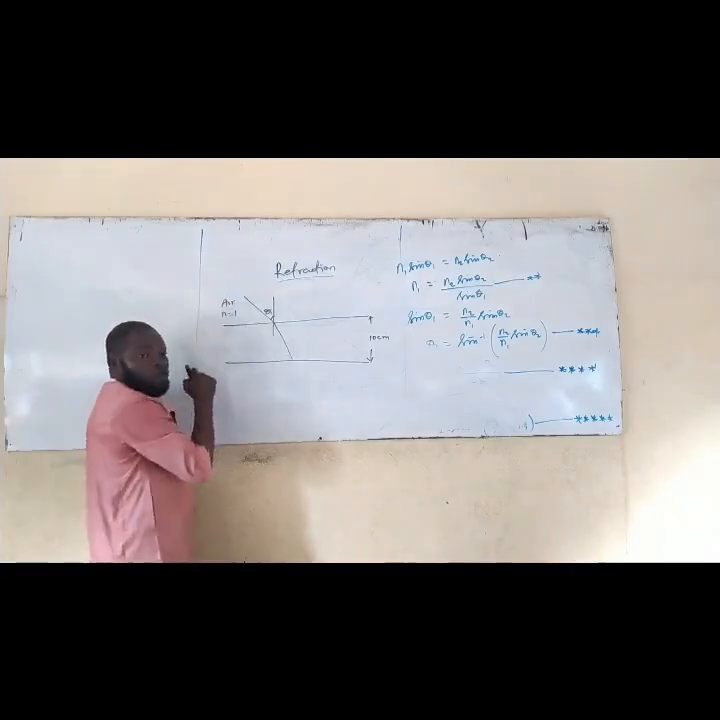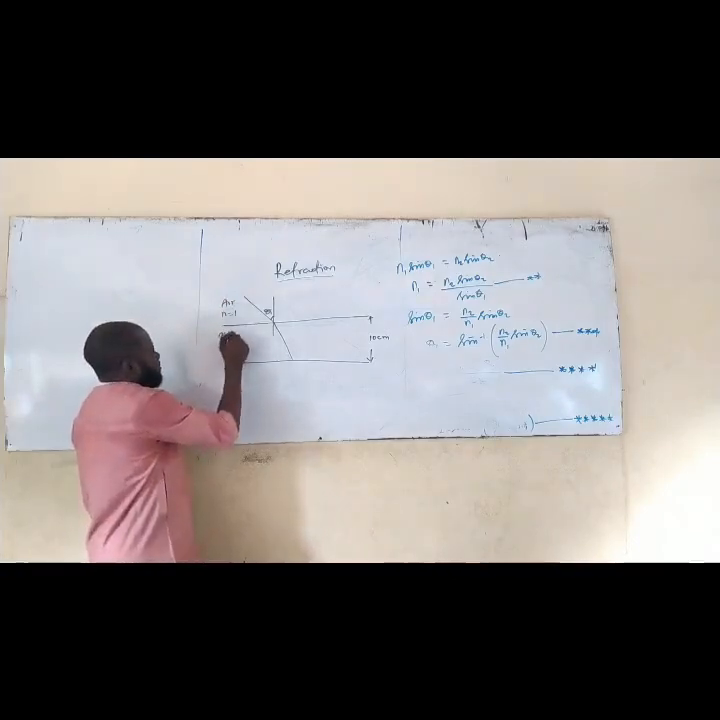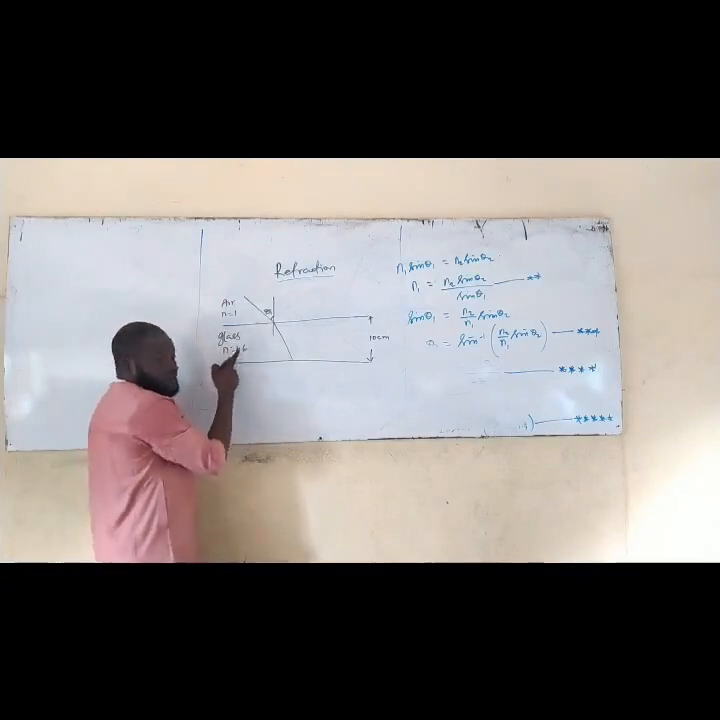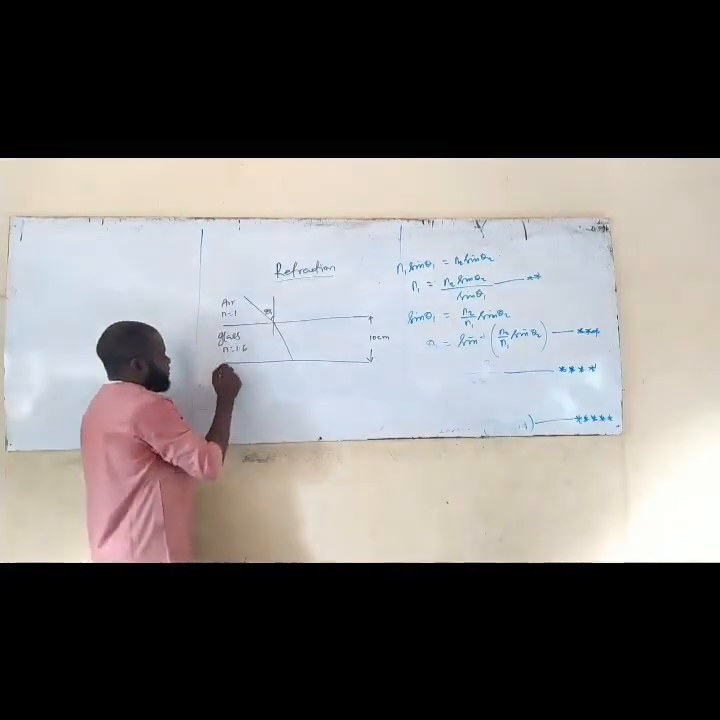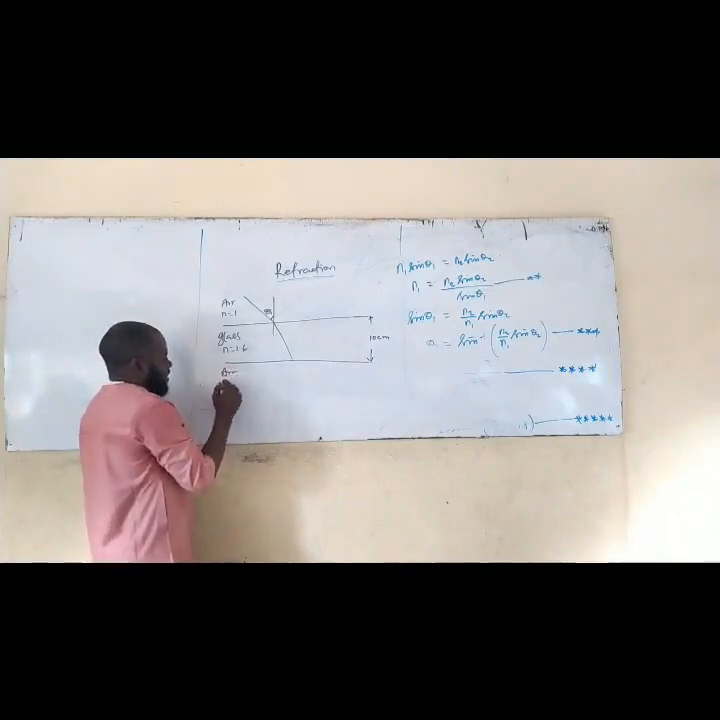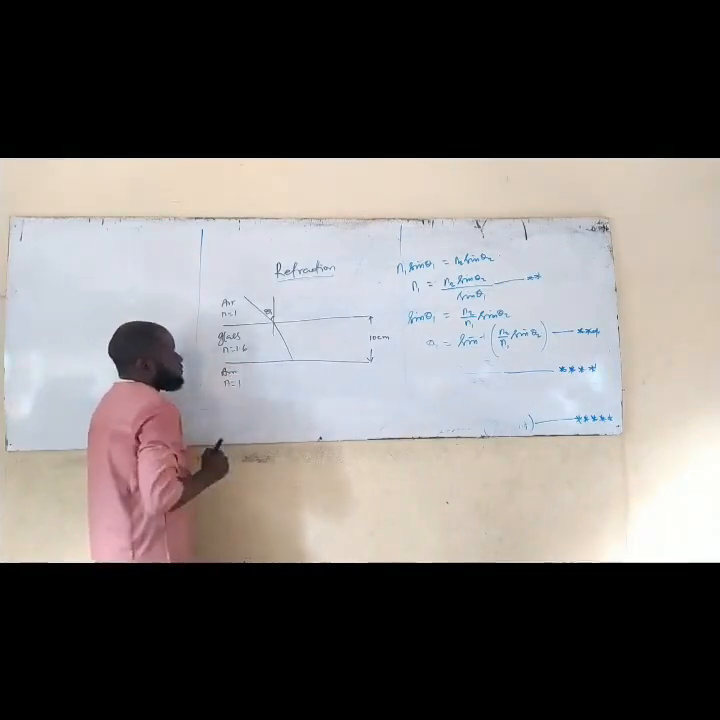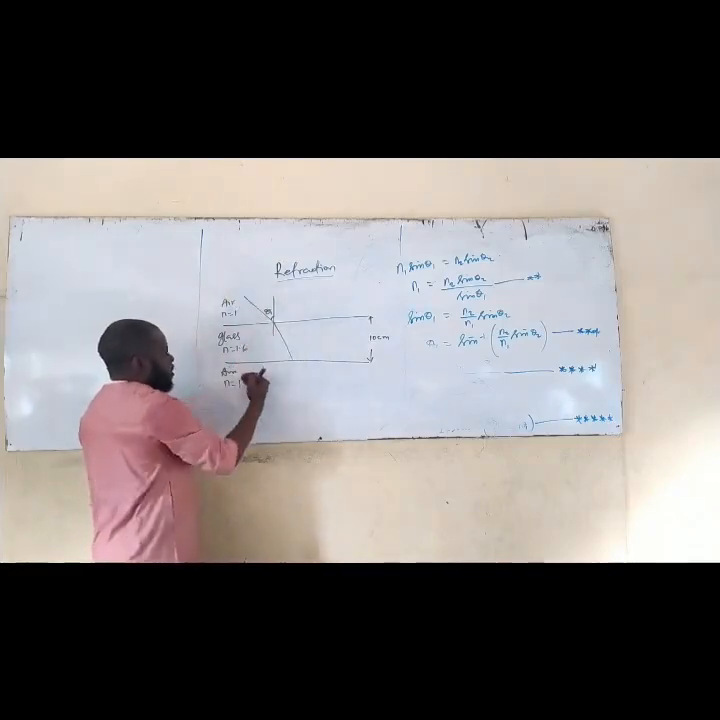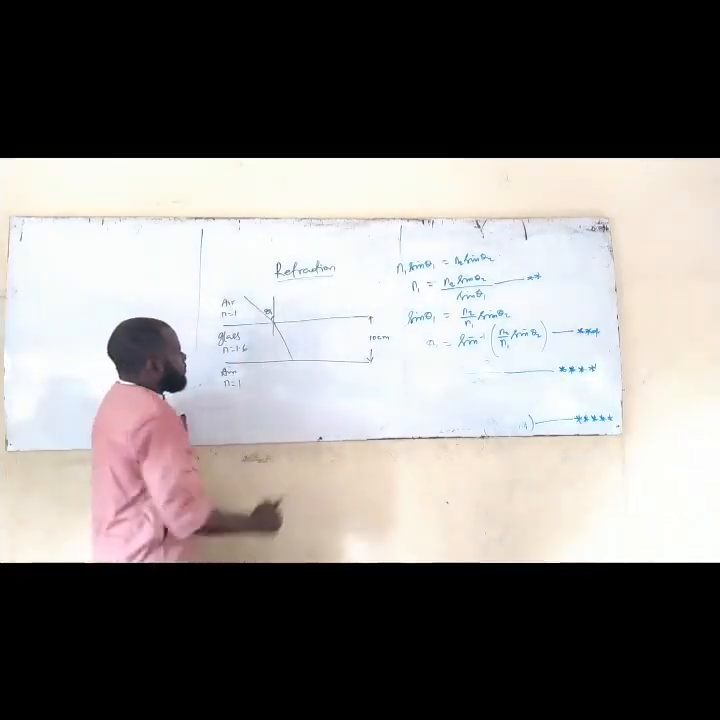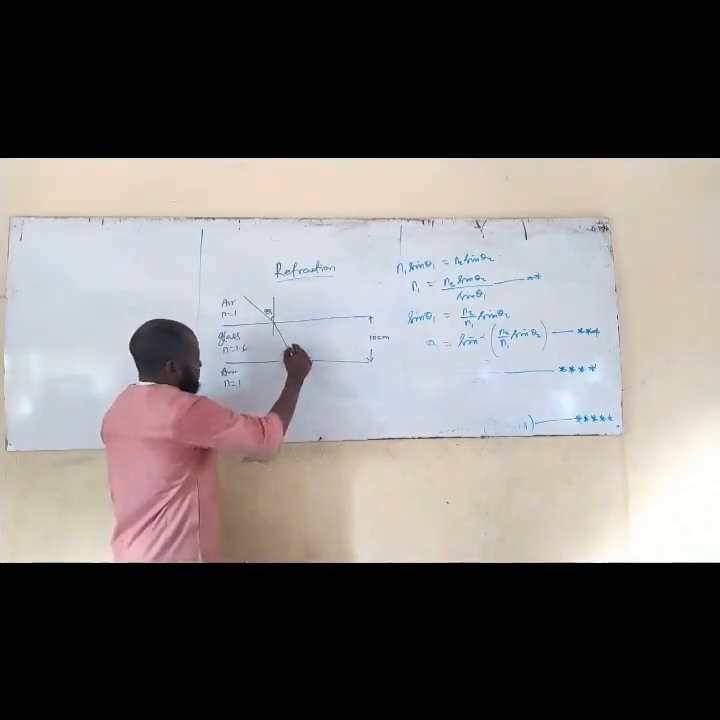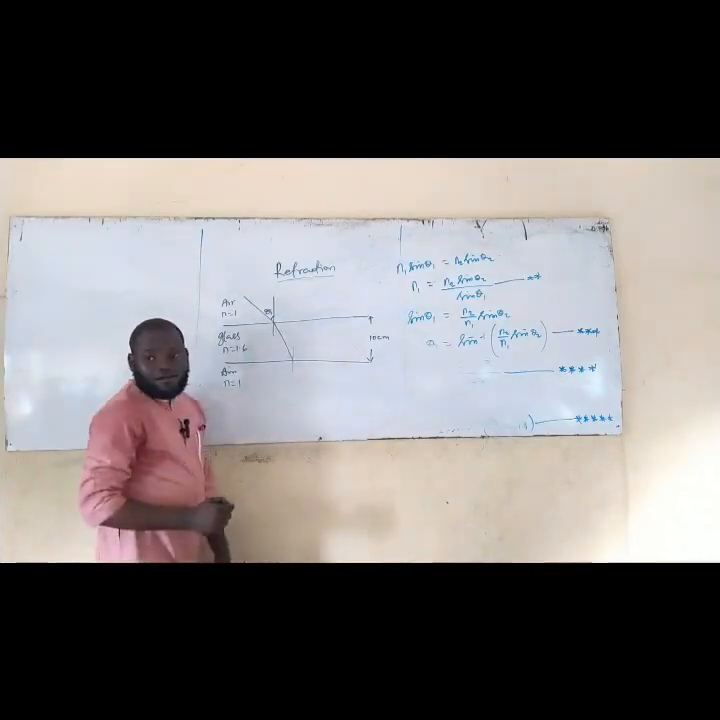The refractive index is 1. And this is glass. The refractive index is 1.6. Remember it can be 1.5, it depends, but let's say 1.6. And going back to air, whose refractive index is 1. So from air to glass to air. Now, at this point here, I have another number.